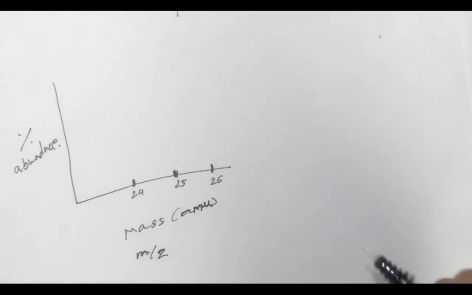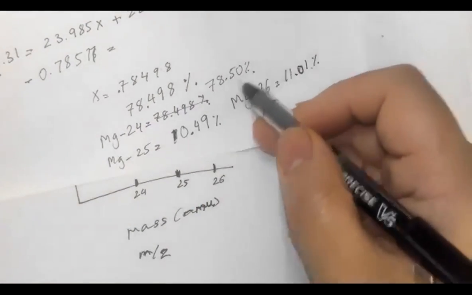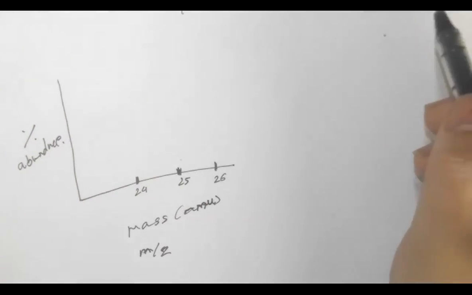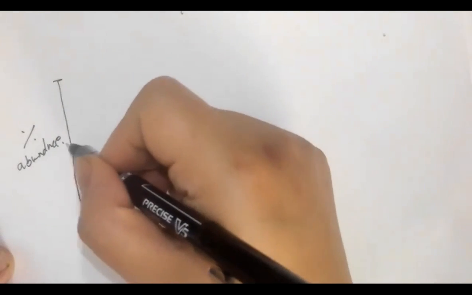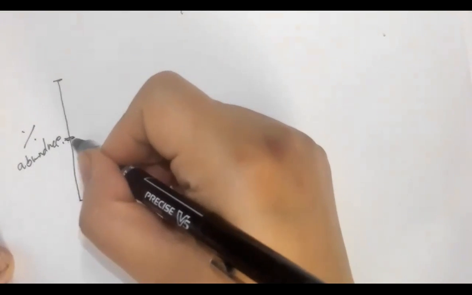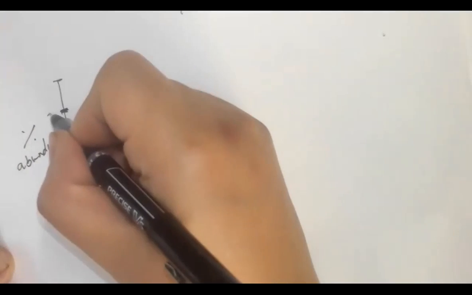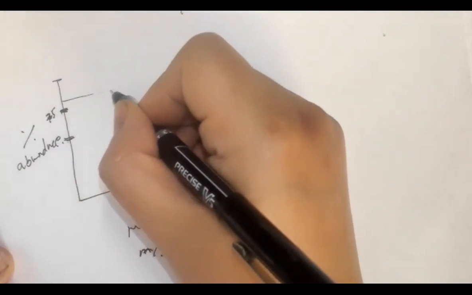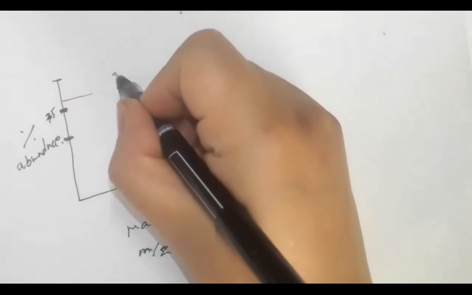Okay, now we're going to draw them. We know all the numbers from earlier, right? Right here. 24 is 78.5%. This is 10%. This is 11%. Okay, let's try to draw them. So I'm going to say this is 100. Let's just say that would be about 50. That would be about 75. So 78 is somewhere here, I would say. So something like that, okay? And you can label them if you want.